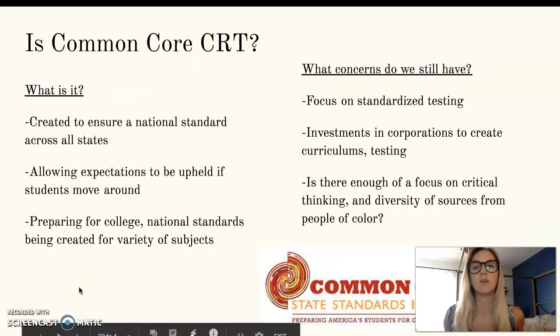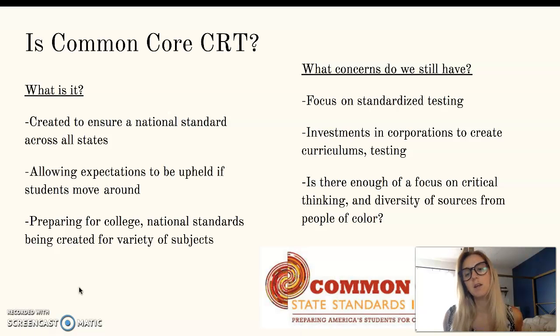So this chapter also talked about Common Core, which I'm really glad it did. Common Core was created as a national standard so that all states would have the same expectations, so that if a student moves from one state to the other, they're picking up hopefully close to where they left off. It's supposed to be preparing students for college, whether or not they attend, and this is becoming more common for all subject matters, not just reading and math, but also science and the arts, to create a more nationwide standard.